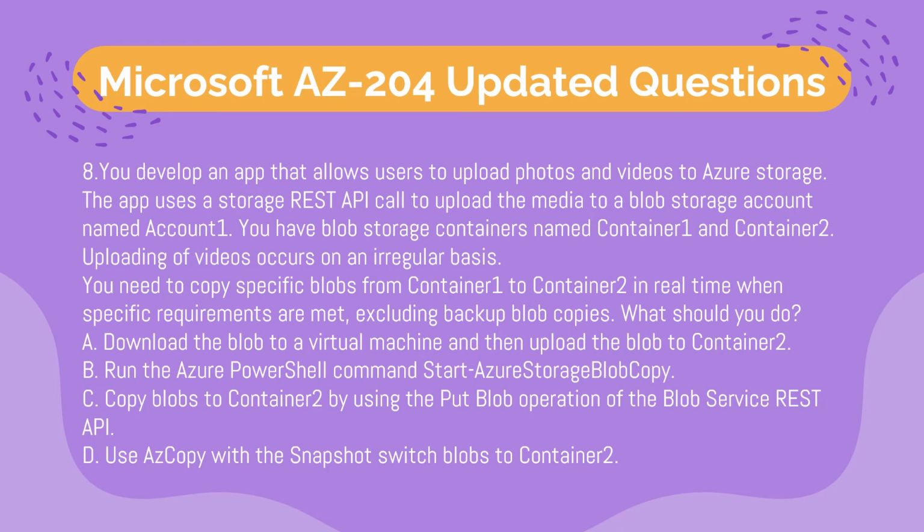A. Download the blob to a virtual machine and then upload the blob to Container2. B. Run the Azure PowerShell command Start-AzStorageBlobCopy. C. Copy blobs to Container2 by using the Put Blob operation of the Blob service REST API. D. Use AzCopy with the snapshot switch to copy blobs to Container2.